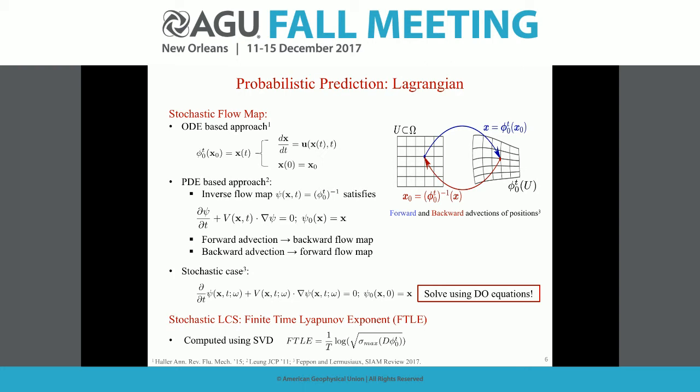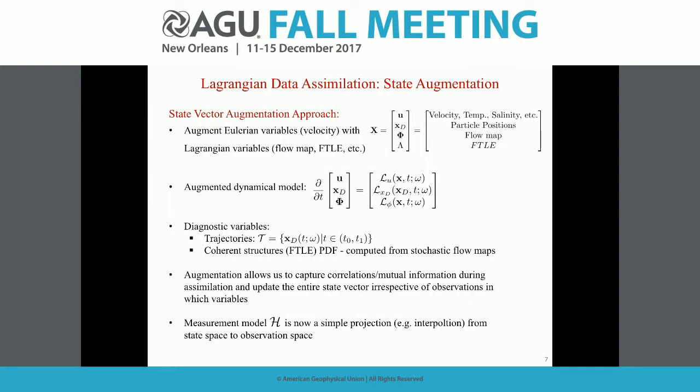basically tells me how fast, exponentially, trajectories deviate. So the forward FTLE will tell me, are there any repelling manifolds within my domain? And the backward flow map FTLE will tell me, are there any attracting manifolds? And I'll also use a state augmentation approach, where I basically augment the Eulerian variables with the Lagrangian variables, and also augment my dynamical variable.